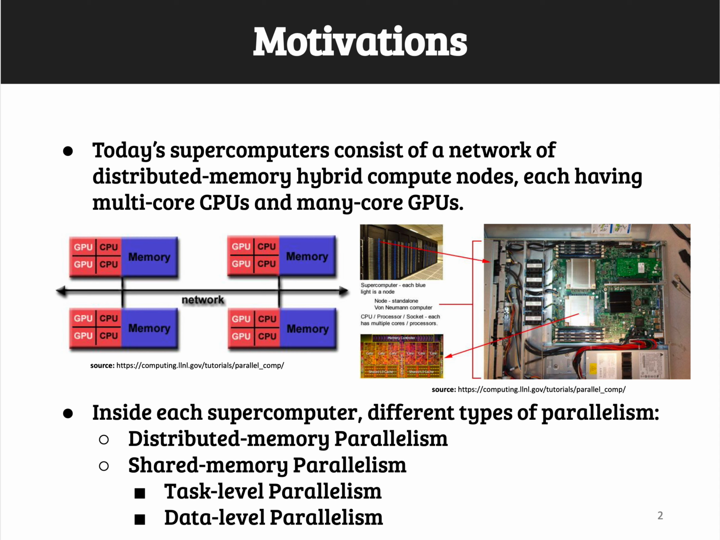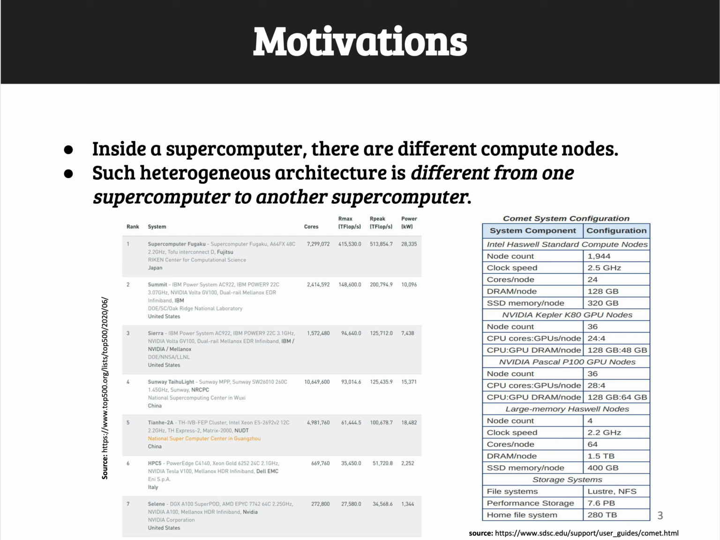Today, supercomputers consist of a network of distributed memory hybrid compute nodes, each having multi-core CPUs and many core GPUs. Inside each supercomputer, different types of parallelism exist: distributed memory parallelism and shared memory parallelism, including task level and data level parallelism. Inside a supercomputer, there are usually different types of compute nodes.